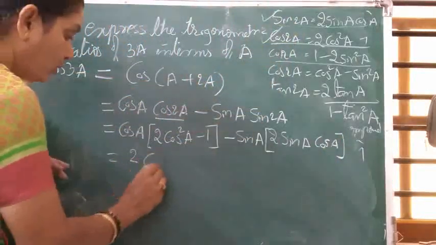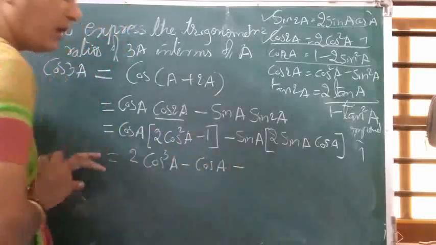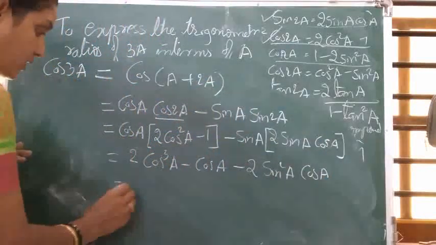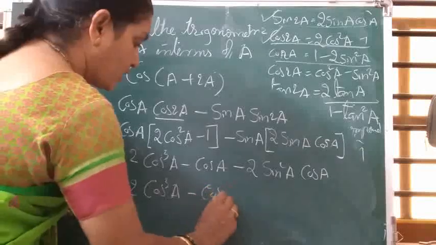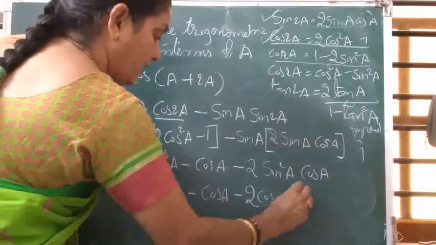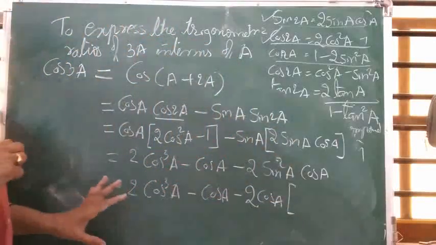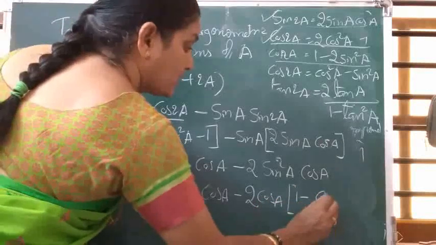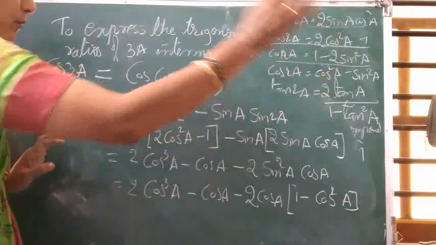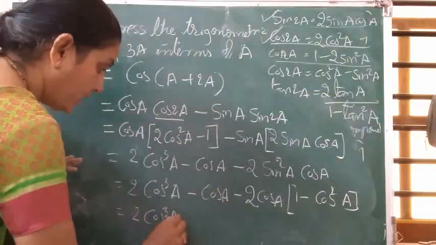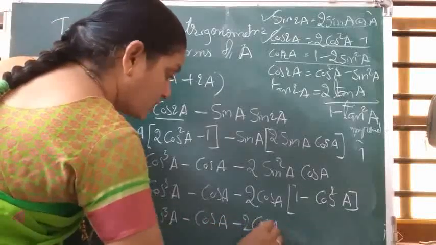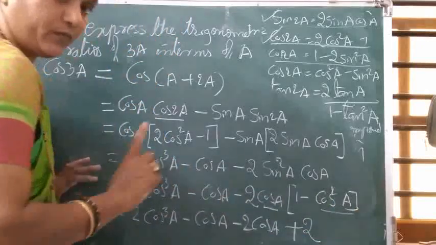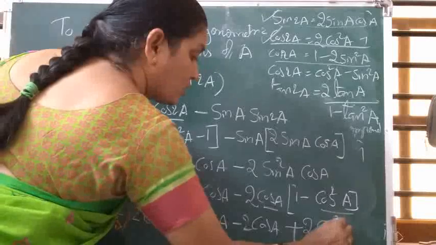Now expand. 2 cos cube A minus cos A minus 2 multiply sin A into sin A, it is sin square A, and then into cos A. As I told you, the answer should be in terms of cos, so here sin square A is expressible in terms of cos square A as sin square A is 1 minus cos square A. Now you remove the bracket and simplify. 2 cos cube A minus cos A minus 2 cos A. 2 cos A is multiplied over minus, then minus into minus becomes plus 2 cos A into cos square A. It is cos A the whole cube, that I write as cos cube A.